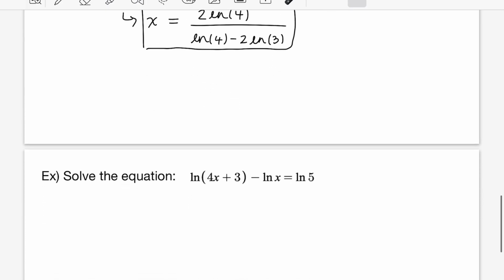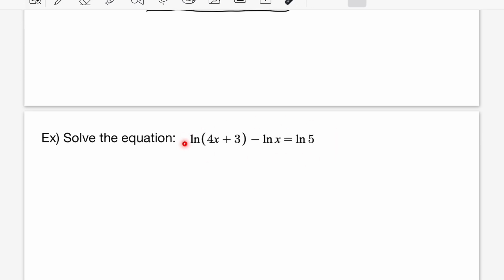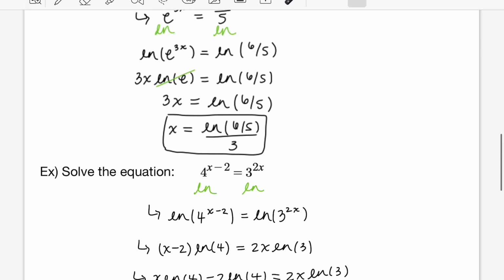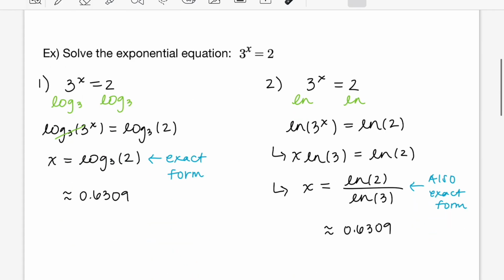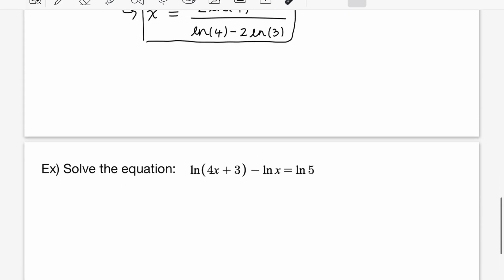Let's look at this next example here. We want to solve this equation. So in this case, we're going to use property B above, like I said, to solve our log equations here. If x and y are some numbers that are greater than 0, then log base b of x is going to be equal to log base b of y if and only if x and y are equal. So we'll use this property to solve the next couple examples.